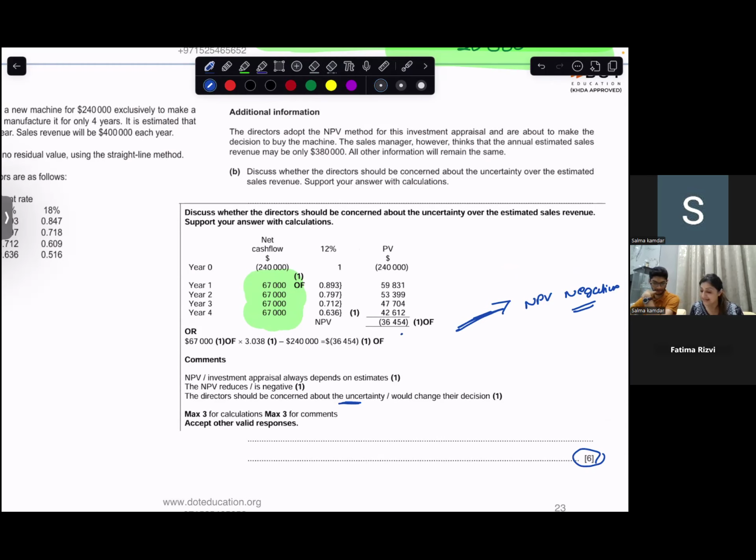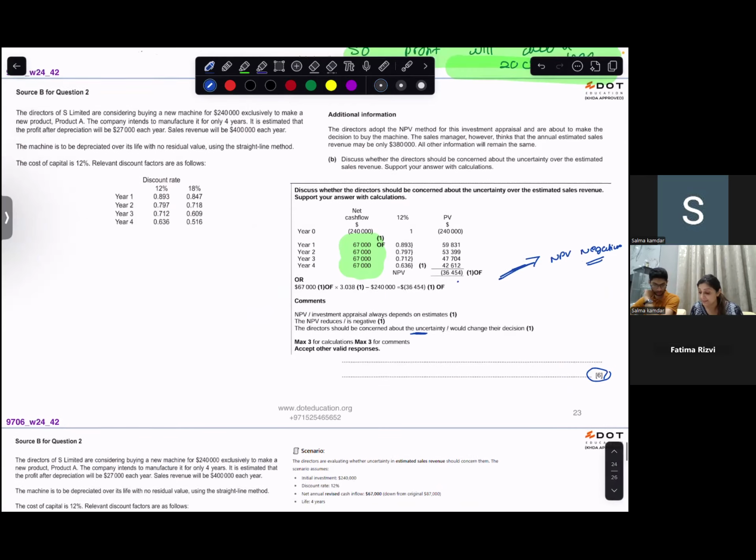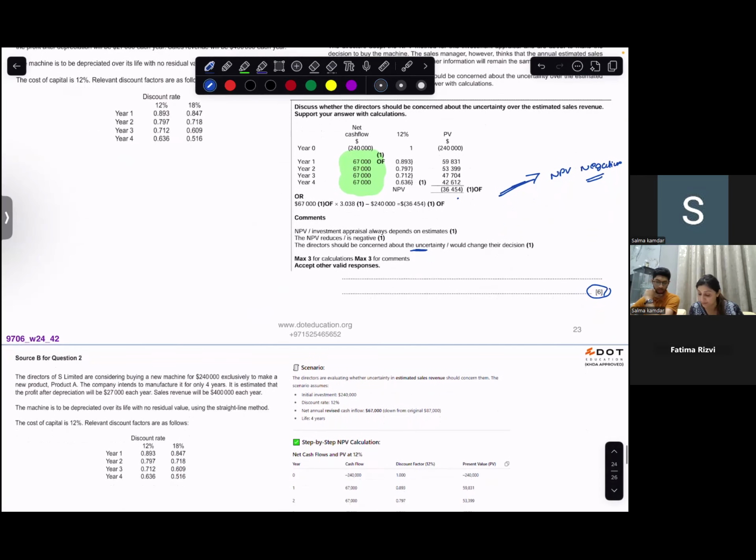The NPV is negative, so the directors should think about it. They should be certain if the sales is going to be 380,000 or not, because that's going to make a major impact on their decision making. If they are certain about 380,000, seeing the negative NPV, they should reject the project. If NPV is negative, the project should be rejected.